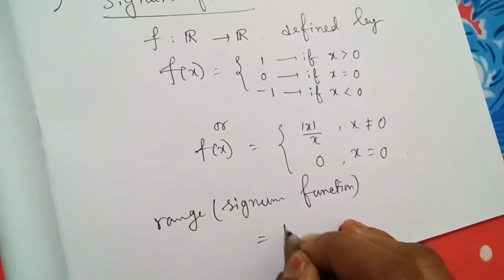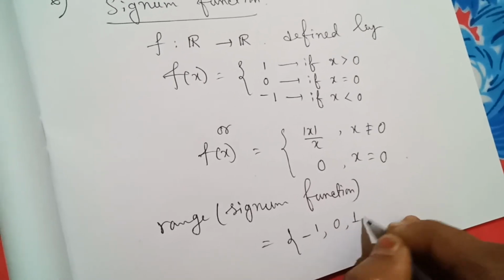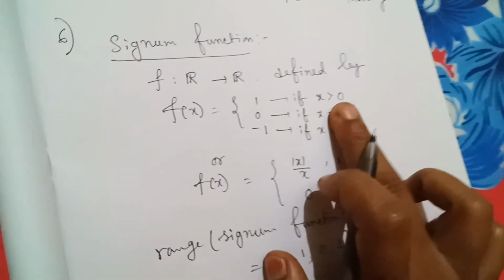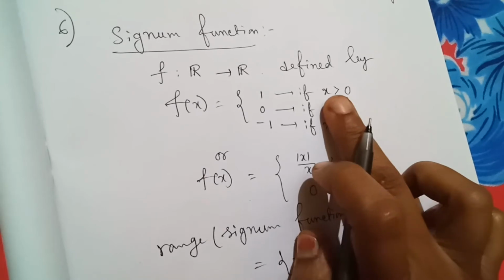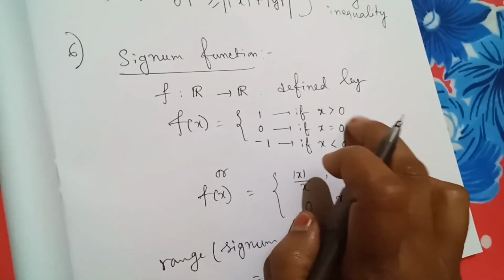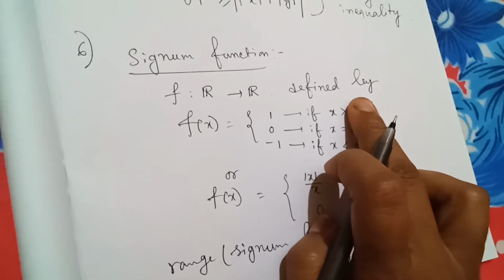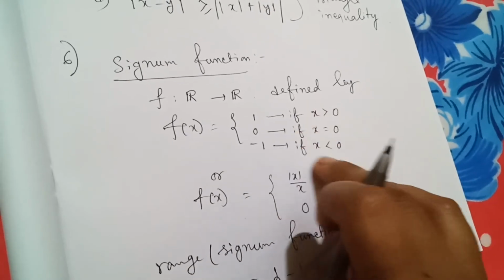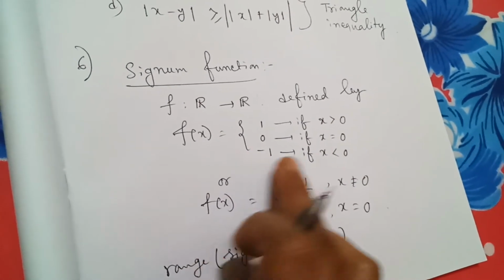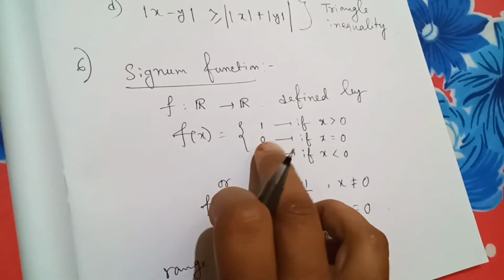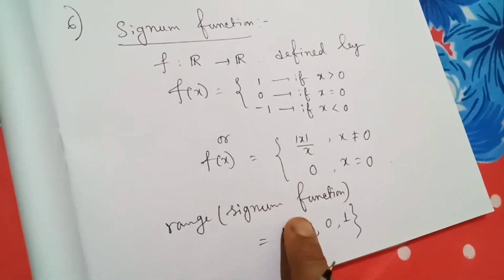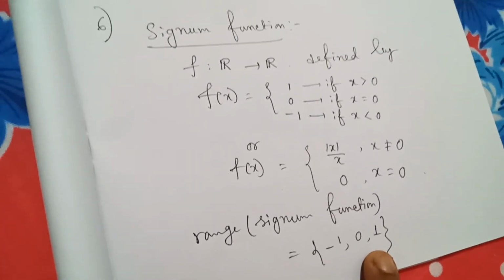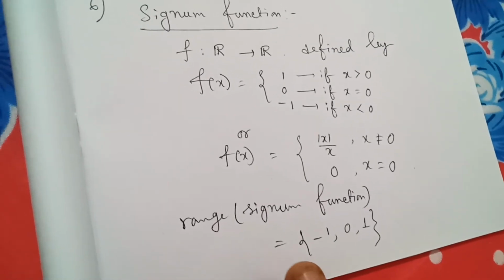The range of the signum function is minus 1, 0 and 1. It means you can take anything, you will get only these 3 values. Look, x can be 0, positive or negative. That means x is fulfilling all the criteria of being real, right? So all the real numbers are coming here, but for all real numbers we are getting only 3 values. That means these 3 are the elements of the range set. Okay, understood. So this is the signum function.